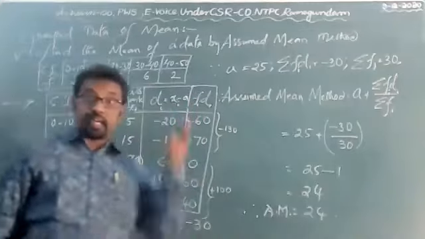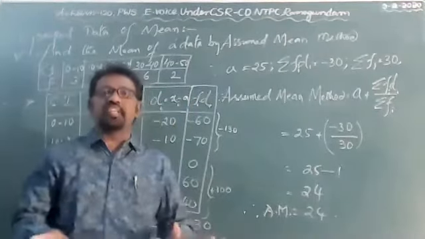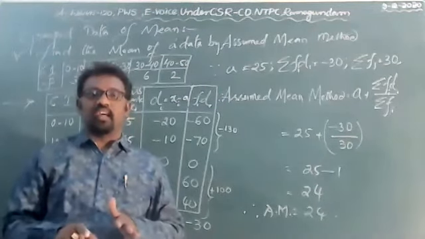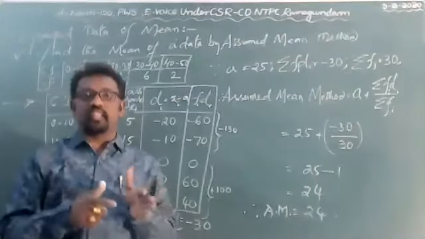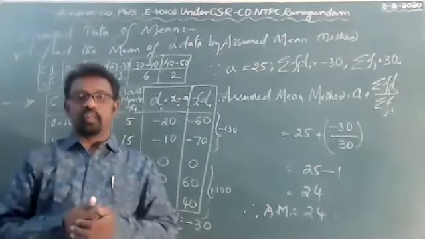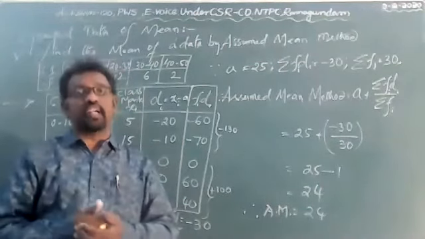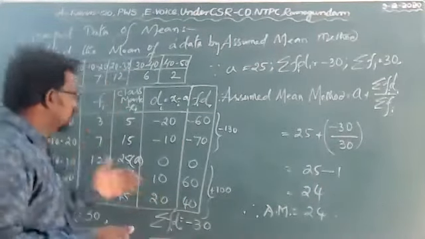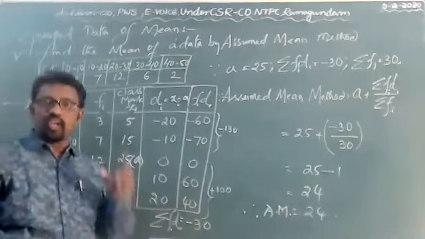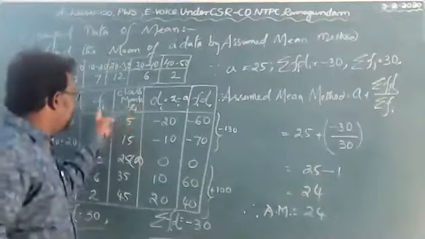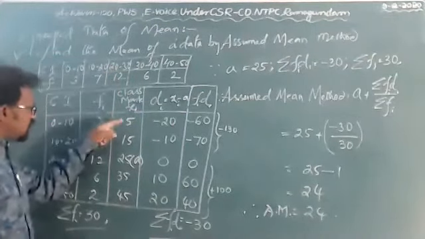What did you get in the direct method? 24. Here also you got 24. No changes you can see in the result. Methods will be different, that's it. And this is called the assumed mean method. One is the direct method, F into X, where X is the class mark, the average of the class interval.